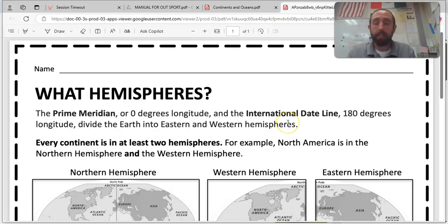The second one is going to talk about hemispheres. Hemi means half, sphere means ball or orb. Our Earth is round like a ball, a sphere. And if you tell me it is flat, I will chase you down. Okay.